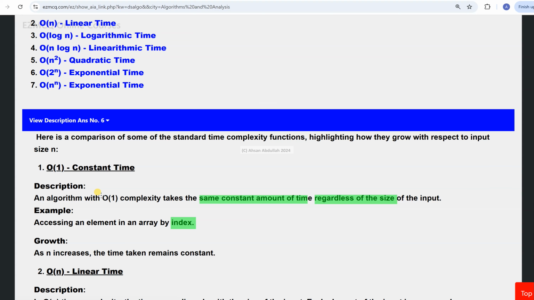So that's why it's order 1. So there's no relationship. As n increases, the time taken remains constant. There's no relationship between the n, the size of the input, and the time taken. Time over here is the number of steps. Remember that. Time is the number of steps.